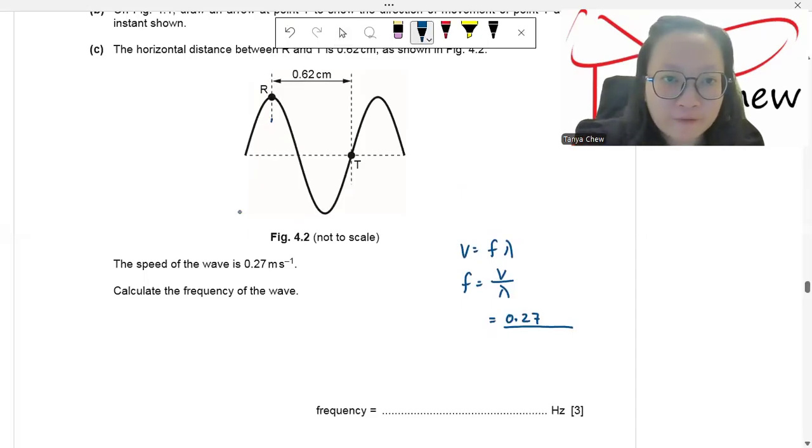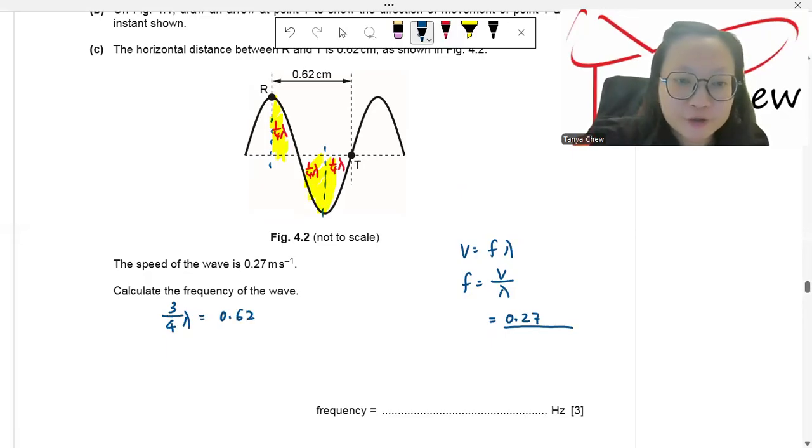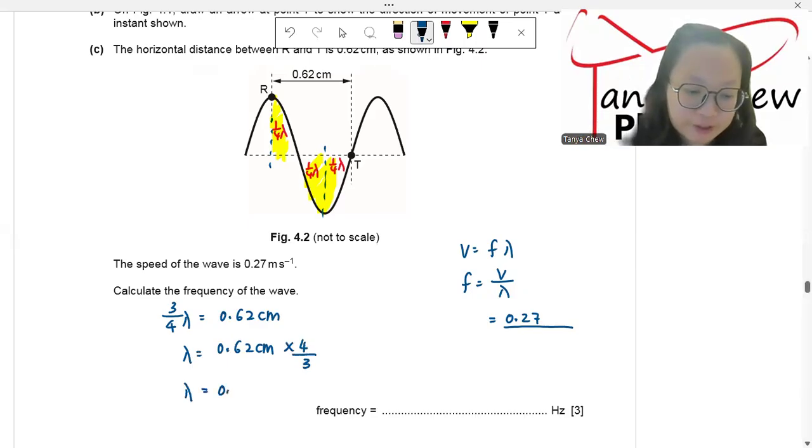This is one full wave. I split it into 4 parts. I call this 1 over 4 lambda, 1 over 4 lambda, and 1 over 4 lambda. So all together between R and T, I get 3 over 4 lambda. So 3 over 4 lambda is equal to 0.62 cm. Lambda is equal to 0.62 cm times 4 over 3. Lambda is equal to 0.827 cm.